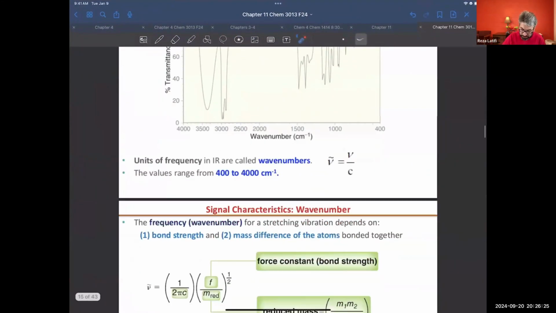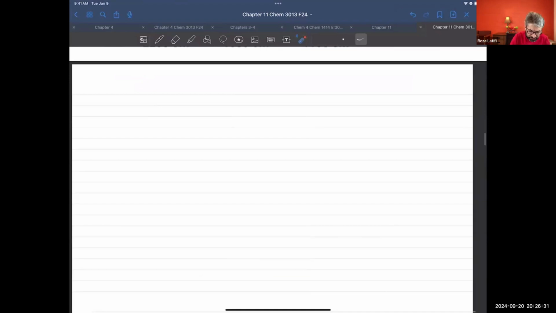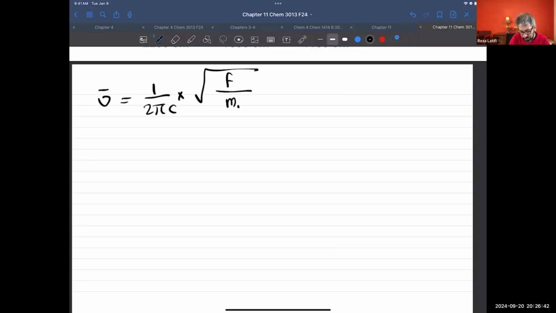Let me write some calculation for you so then you understand really what I'm talking about. Okay, so we have wave number is going to be equal to 1 over 2πc multiplied by the square root of force divided by μ, the reduced mass. And what's a reduced mass? Reduced mass is going to be equal to m1 multiplied by m2 divided by m1 plus m2.